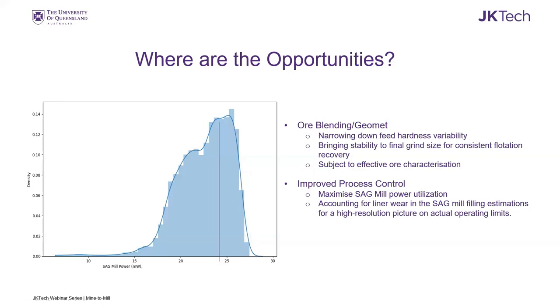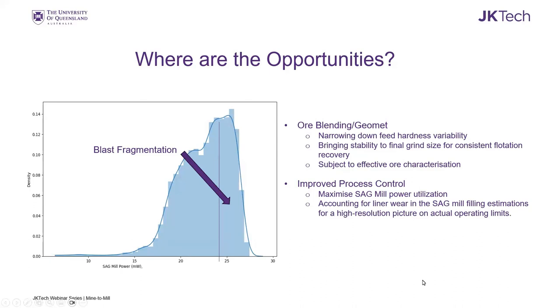All we want is to narrow down the feed hardness variability, and that will bring stability to final grind size for consistent flotation recovery. But again, this is subject to an effective ore characterization. So blast fragmentation would be needed on the hardest rocks that are represented on this side of the frequency distribution. If we apply finer blast fragmentation to all materials, we will certainly get very empty SAG mills for the current grate discharge arrangements in the SAG mill.